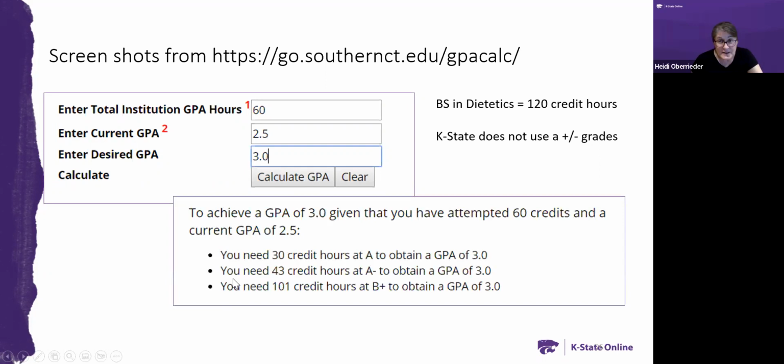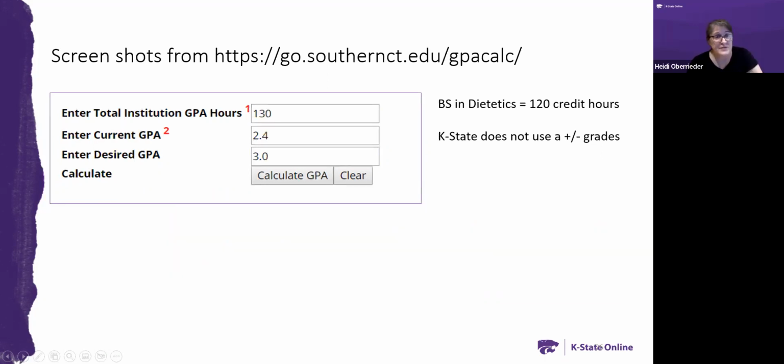And what you will see is it will tell you that to raise a 2.5 to a 3.0, you will need to get 30 hours at an A, or 43 at an A minus, or 101 at a B plus. So it will really help you stop and see if there's any chance at all that you can get your GPA up to where you must have it for when you graduate from our BS in dietetics.